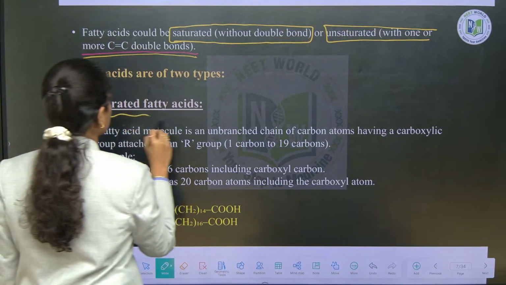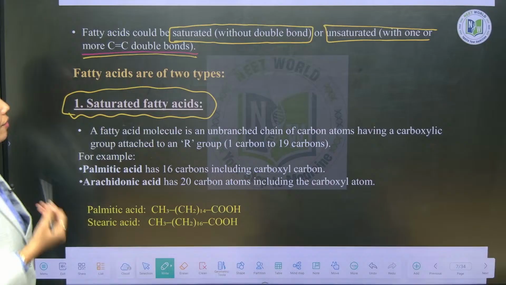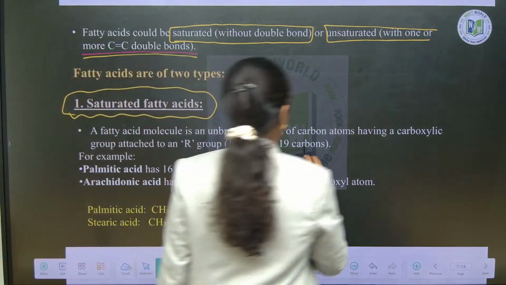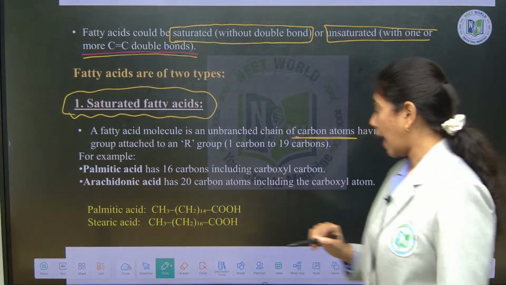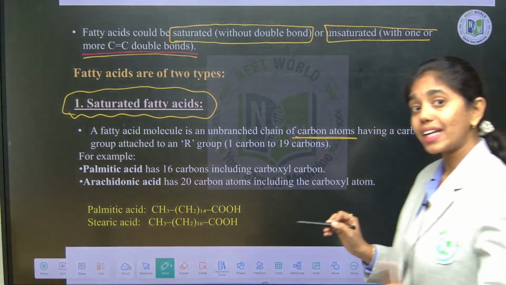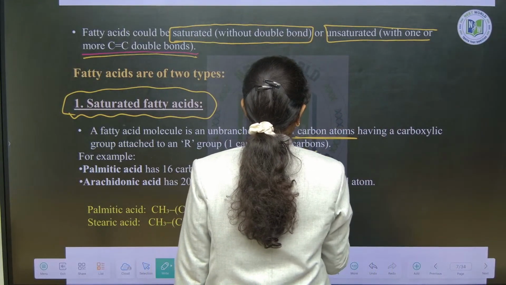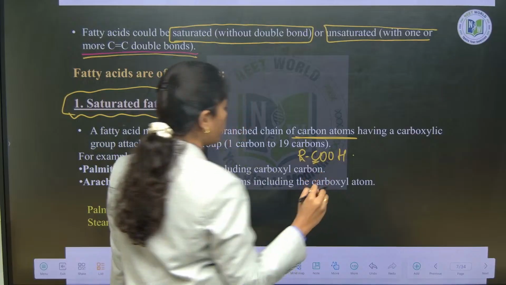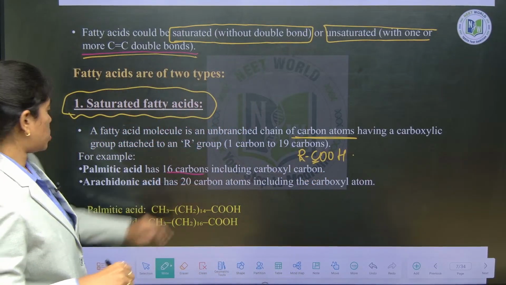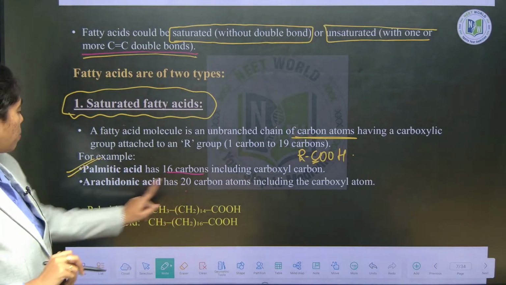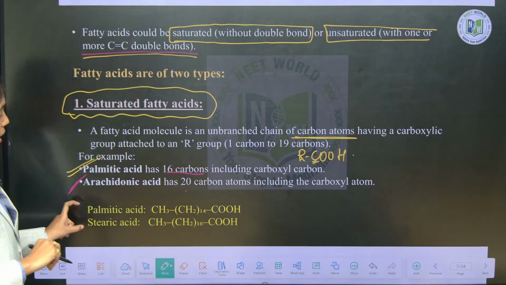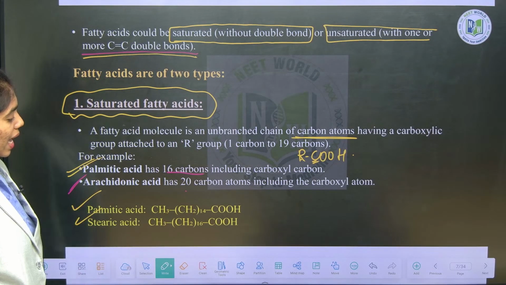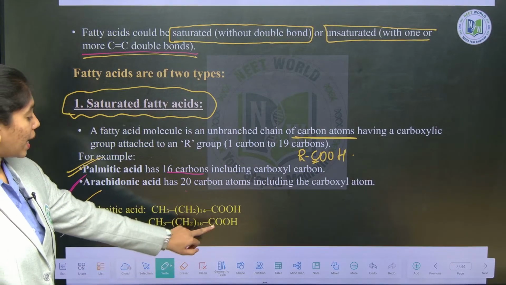Here you see saturated fatty acids. Any fatty acid molecule is an unbranched chain of carbon atoms, with a carboxyl group attached to an R group, like what we have learned. Along with the carboxyl group, it can be 16 carbons like in palmitic acid, or 20 carbons like in arachidonic acid. This will be the representation for palmitic acid and stearic acid as well. Stearic acid, along with the carboxyl group, has 18 carbons.